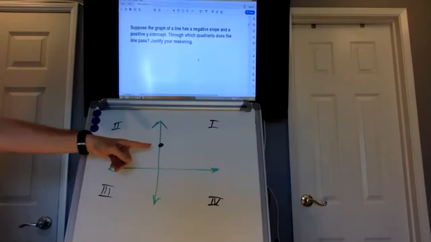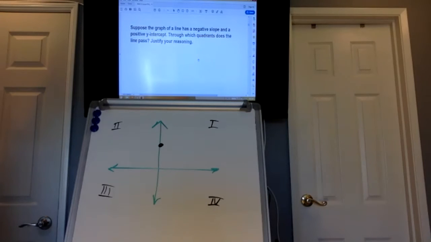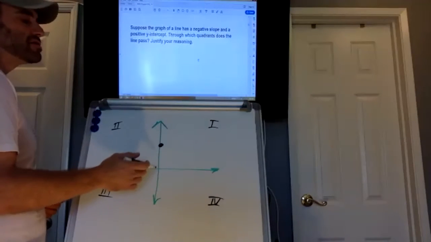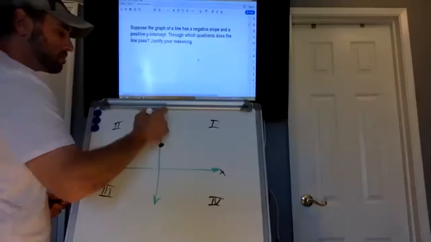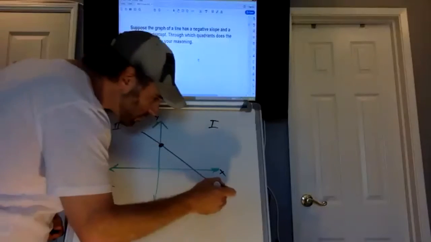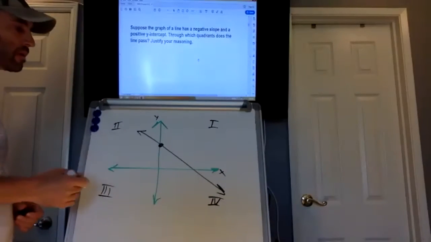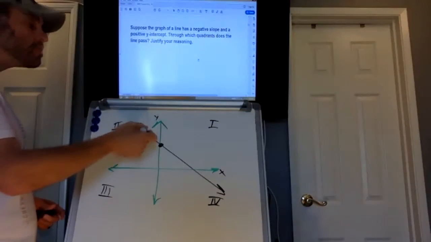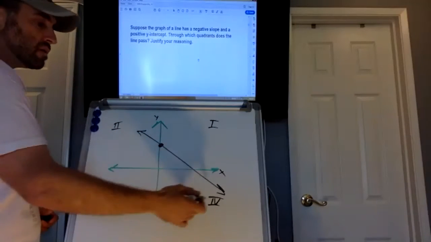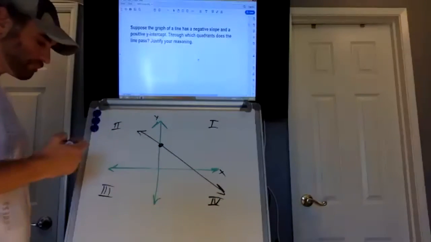Is that a positive y-intercept? Yes, that's a positive y-intercept. Negative would be below the x-axis. I just have to get the quadrant numbers right. Negatively sloping. So some of the line is in quadrant 2. Yes. Some of it's in quadrant 1. Some of it's in quadrant 4.